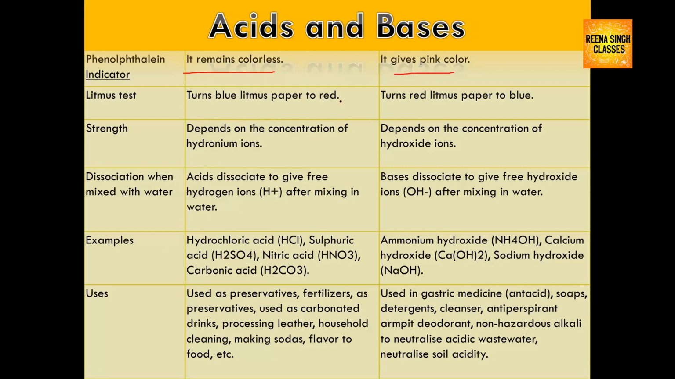In the litmus test, acid turns blue litmus paper red. In the litmus test, bases turn red litmus paper blue. The strength of acidity depends upon the concentration of hydronium ions. The strength of bases depends on the concentration of hydroxide ions. Acids dissociate to give hydrogen ions after mixing in water. Bases dissociate to give hydroxide ions after mixing in water.